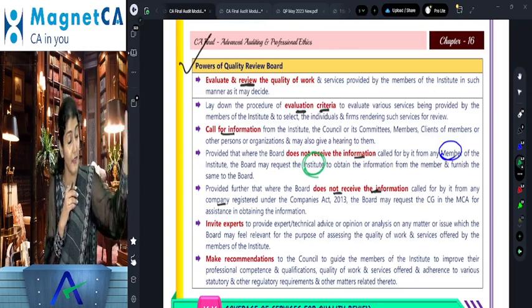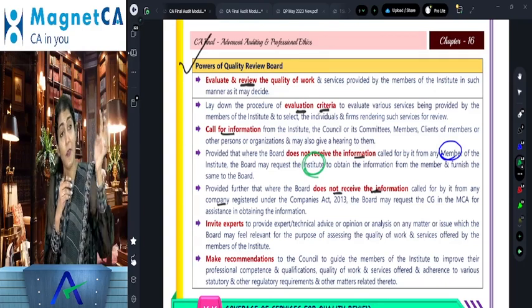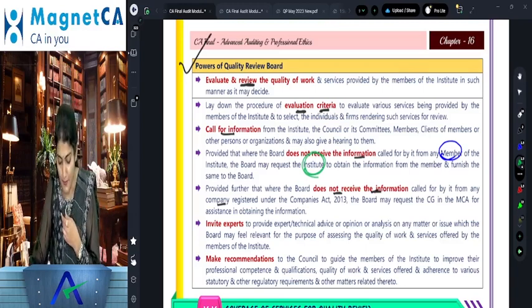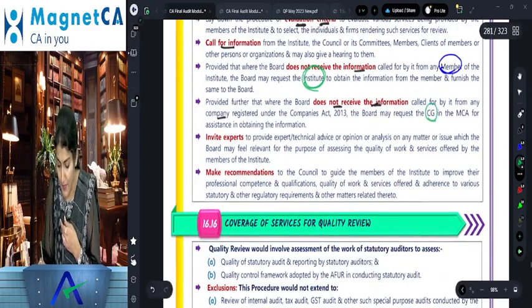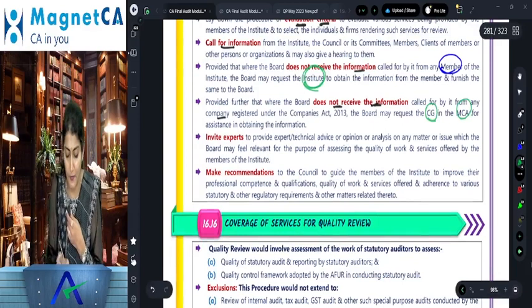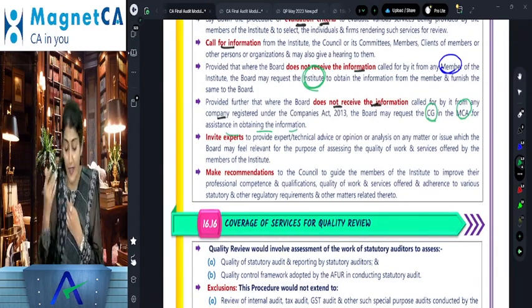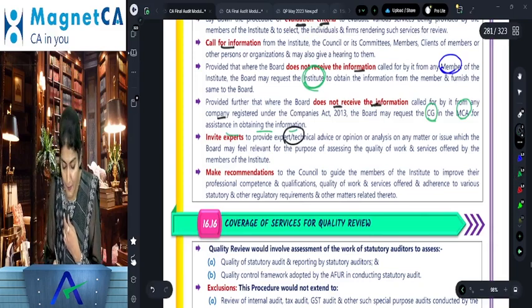You understand? Then the QRB is asking for certain information from the company and the company does not give the information. They can make a request to the central government and the Ministry of Corporate Affairs for assisting in obtaining the information. Right, then can they take the assistance of the experts?